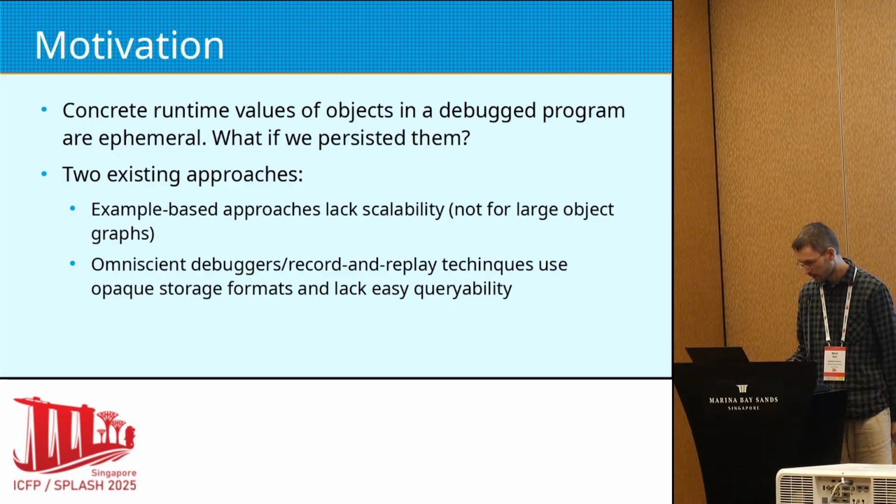So currently there are two existing approaches which are focused on this. The first one is example-based approach, but this lacks scalability. So it's not for large object graphs. It's usually just from some small objects of, I don't know, a few sub-objects, not for, I don't know, megabytes of large memory object graph.